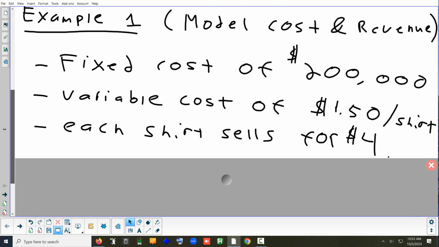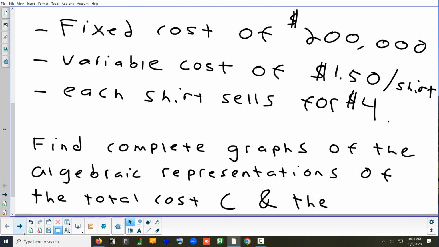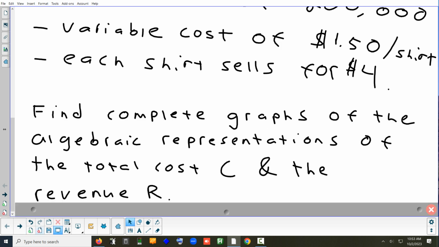Okay, so what we want to do first is find graphs of two different things, the cost and the revenue. Remember, revenue isn't necessarily profit, it's just the money that the company takes in. To look at the profit, we got to look at the difference between cost and revenue. But cost is what they spend, revenue is what they take in.